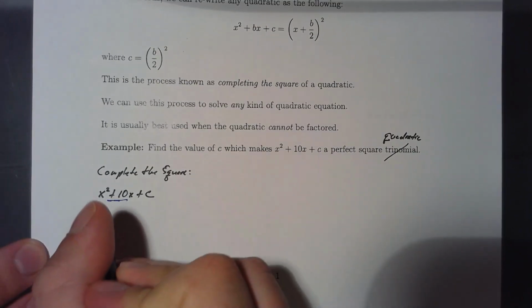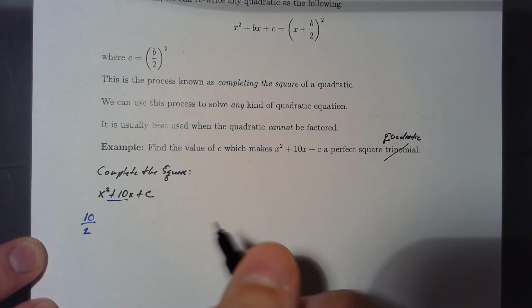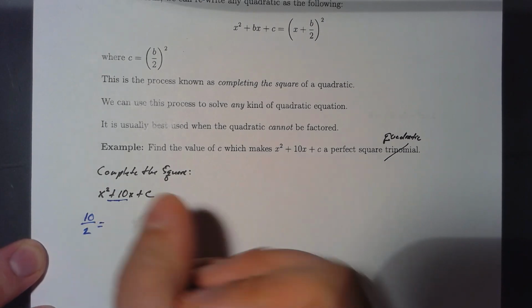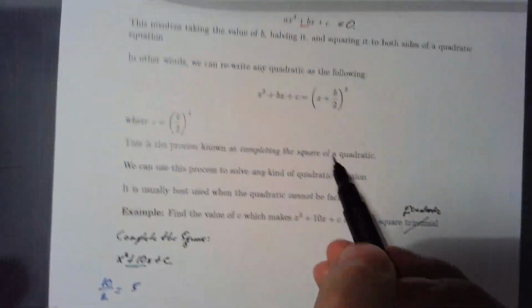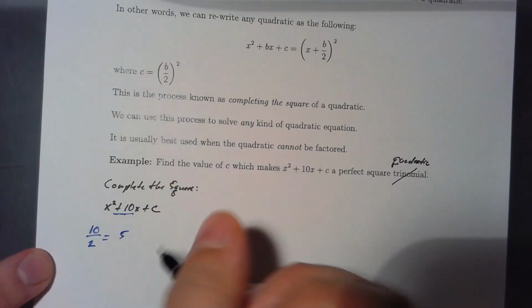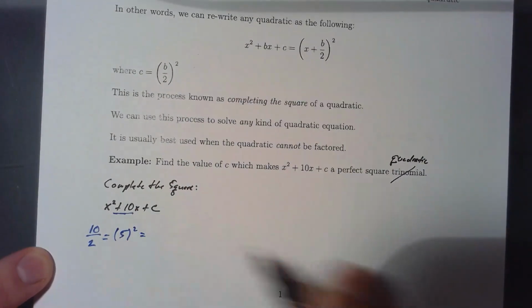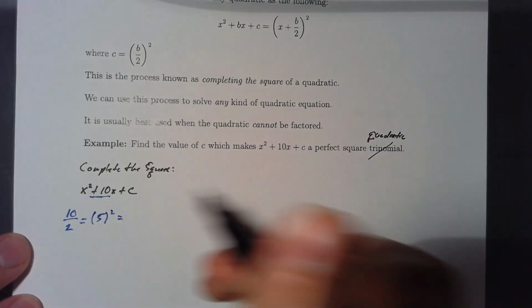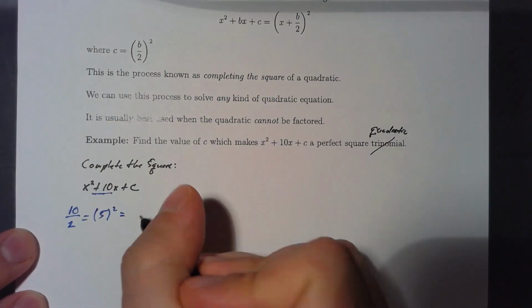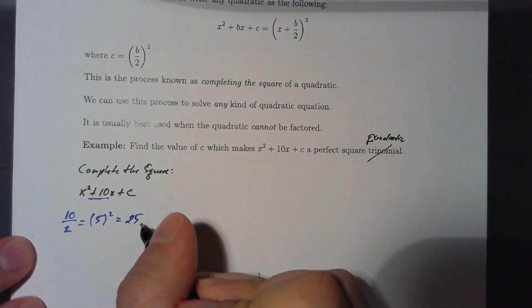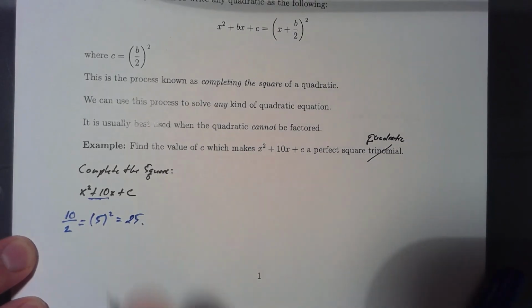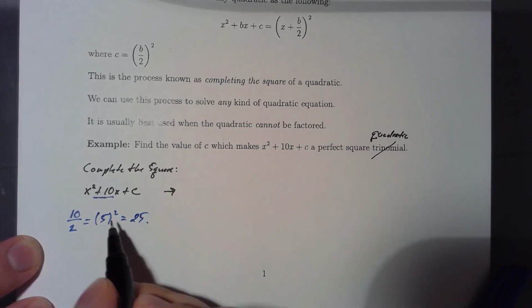So you take half of that. And what's 10 over 2? That's 5. And then you square it. What's 5 squared? 25. So that is now the value of c. That's it. That's completing the square right there.